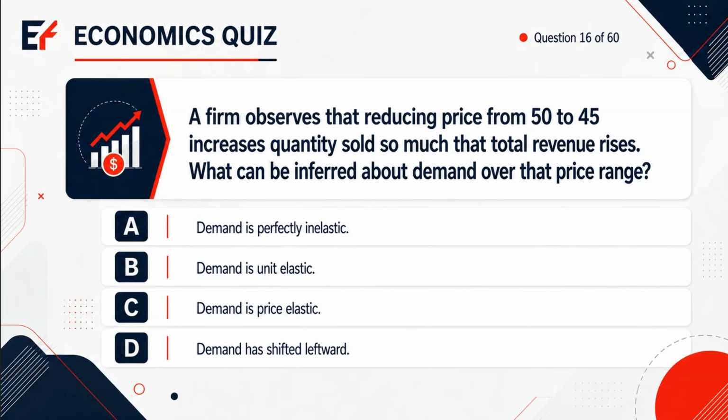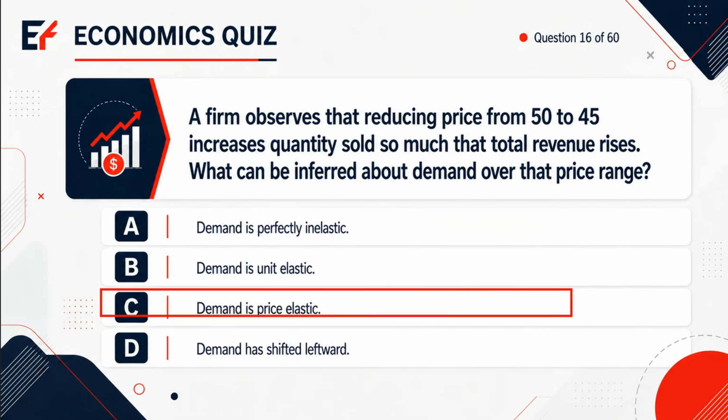What can be inferred about demand over that price range? A. Demand is perfectly inelastic. B. Demand is unit elastic. C. Demand is price elastic. D. Demand has shifted leftward. The correct answer is C.